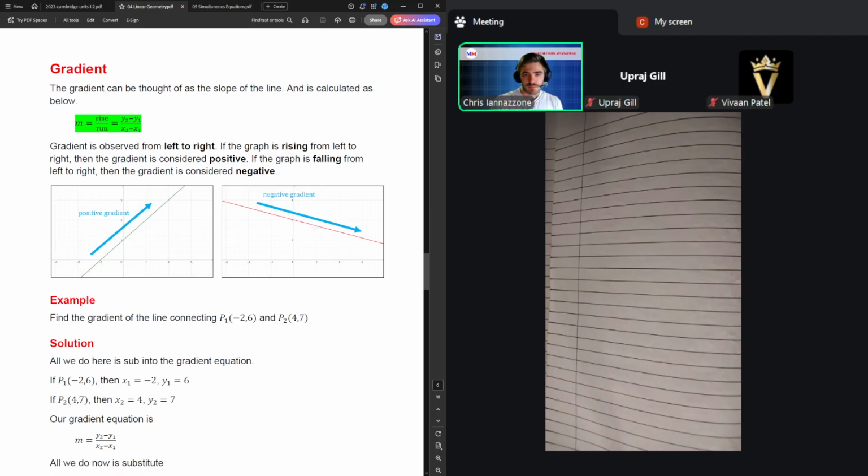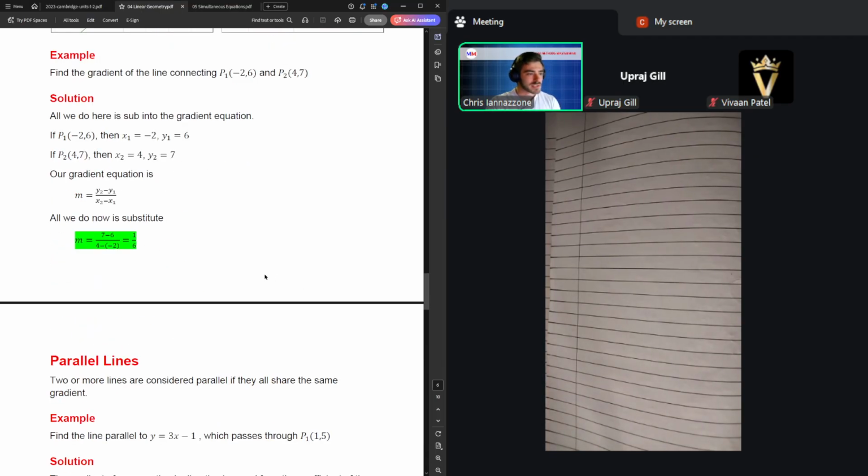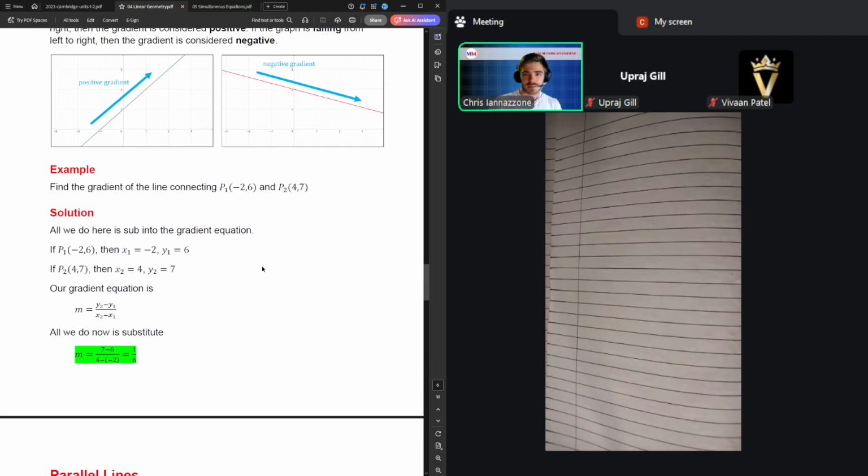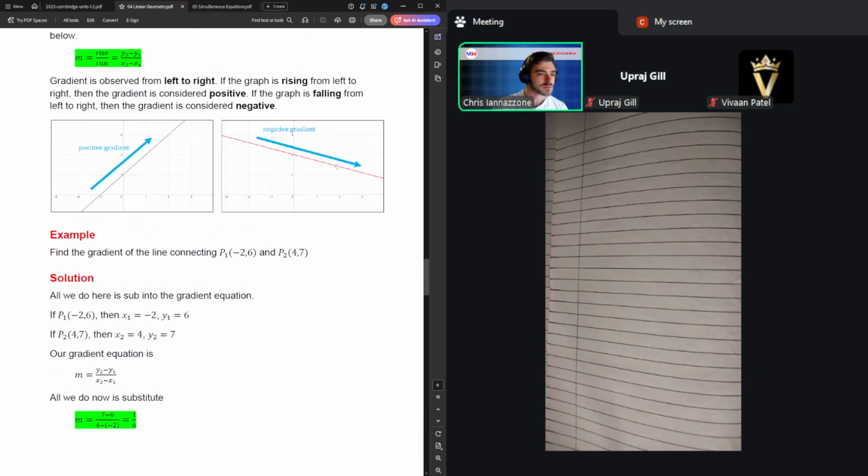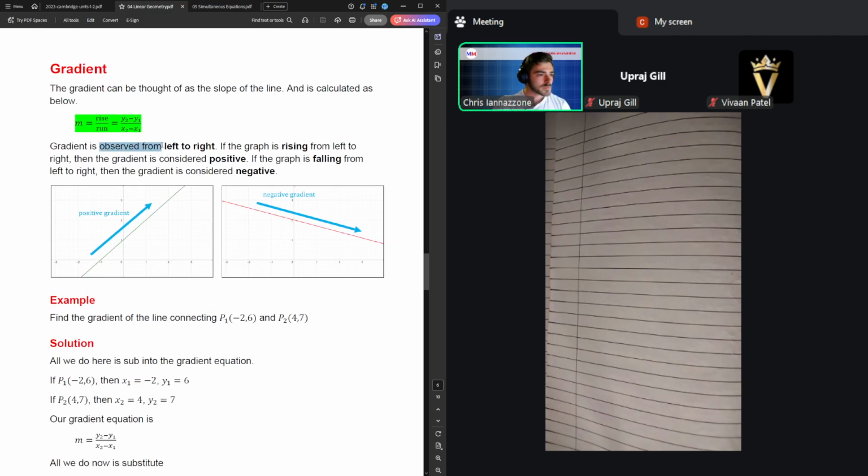If you have two separate points, then what you're finding is the slope of the line that would have connected those 2 points. So for instance, you might have a point over here and over here. You're looking at the slope that would have connected those 2 points. Gradient is always observed left to right. So if you are rising from left to right, you consider that as a positive gradient. If you are falling from left to right, we consider that a negative gradient.